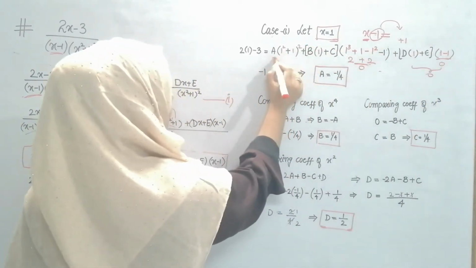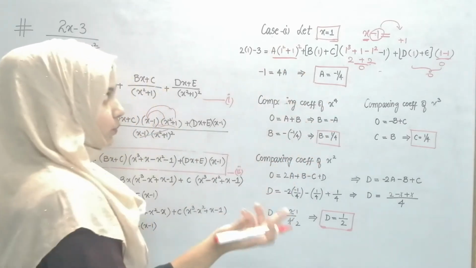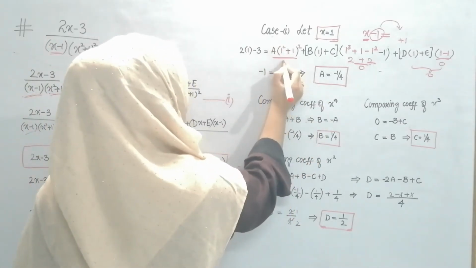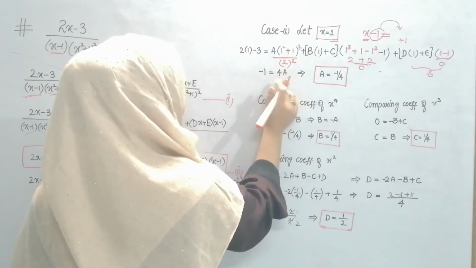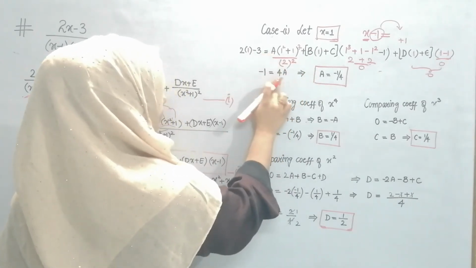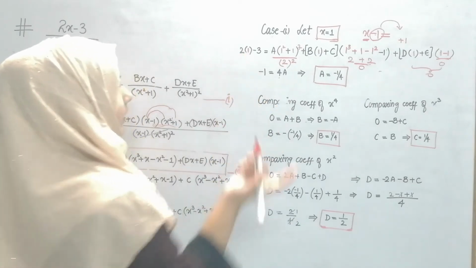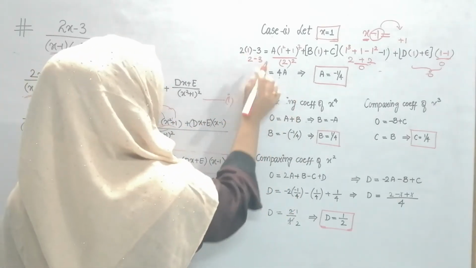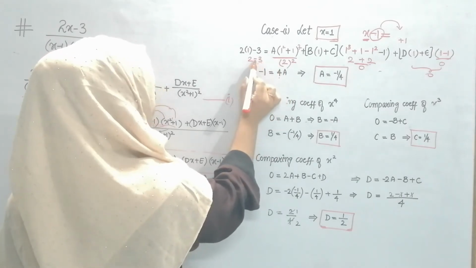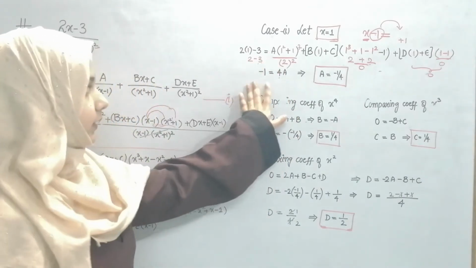Now I'm only having what? This term. 1 square is 1, right? So 1 plus 1 is 2. But I have a square. So 2 square. 2 square is what? 4. So 4 into a. 4a. Got? Now here. 2 into 1 is 2. 2 minus 3 is obviously 1. Minus 1 because the bigger number is having minus sign. So minus 1. Done till here.